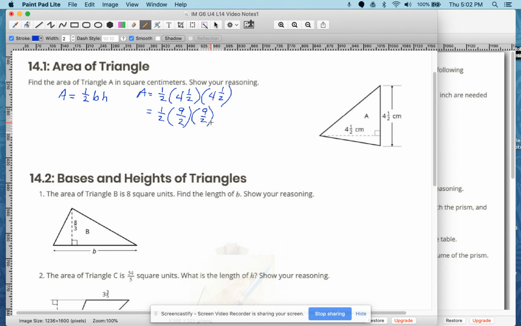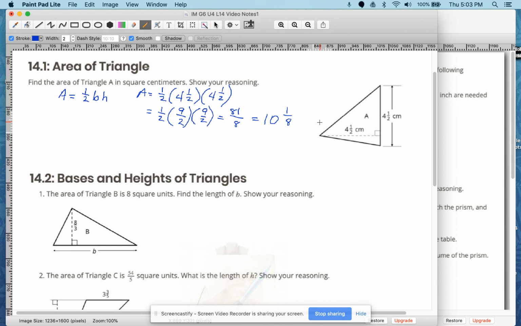So now when we multiply across, we get 1 times 9 is 9, 9 times 9 is 81. And in the denominator, we get 2 times 2 is 4, 4 times 2 is 8. Now we can leave it that way, but really we're working with mixed numbers here in the problem. So if we convert it back to a mixed number, we know that 8 goes into 81 a total of 10 times. 8 times 10 is 80, so there's 1 left over, and we keep the same denominator.